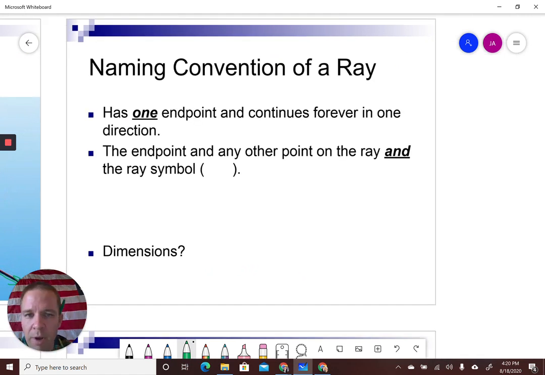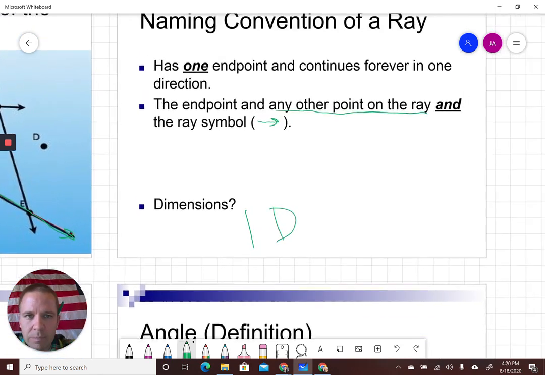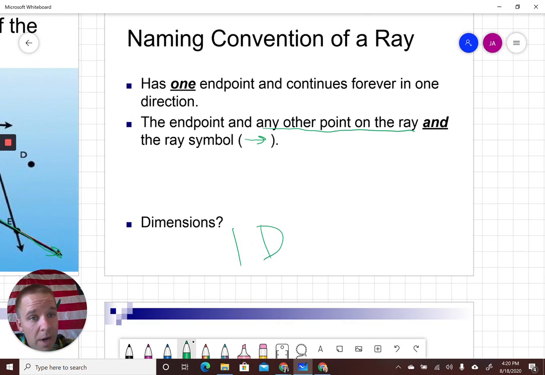So a ray has one endpoint and continues forever in one direction. Again, my favorite band. Not really. To name it, use the endpoint and any other point on the ray, and the ray symbol. So that's any other point on the ray, like we just did with the E or the R. And then our ray symbol is just the arrow going to the right. Awesome. Still one dimension. Lovely. Again, if you need to pause, pause.